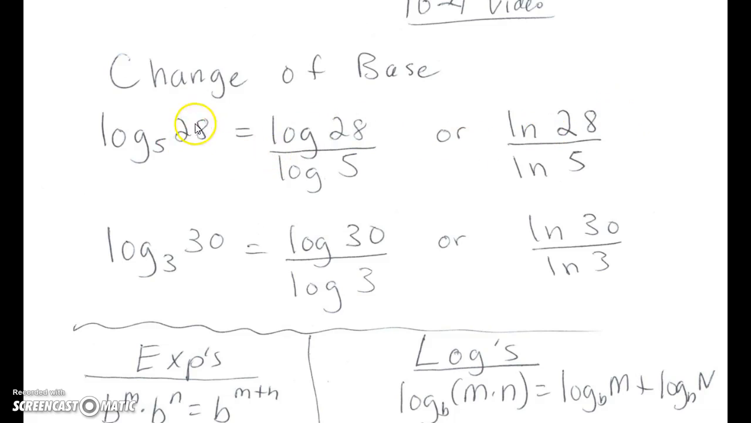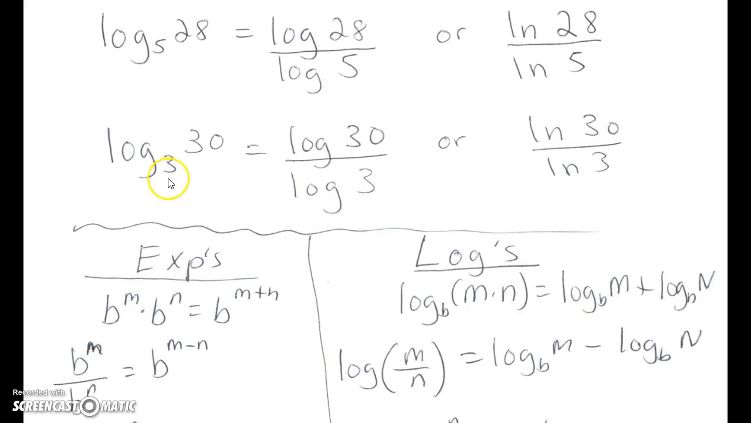So you take the log of what you're taking the log of, the x, log of 28, and then divide it by the log base 10 of this base, the log of the base you're converting from. Okay, so notice I've got base 5 and I'm taking the log of 28 base 5, so I'm converting from base 5 to 10. Log 28 divided by log 5. Converting to natural log would be natural log of 28 divided by natural log of 5.